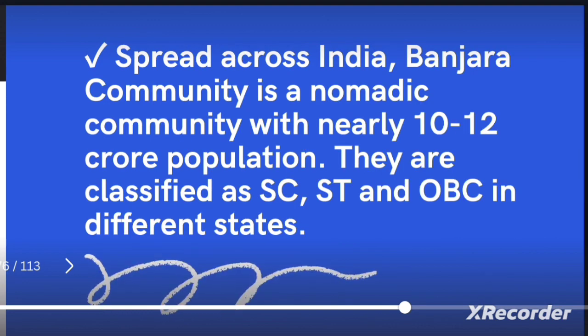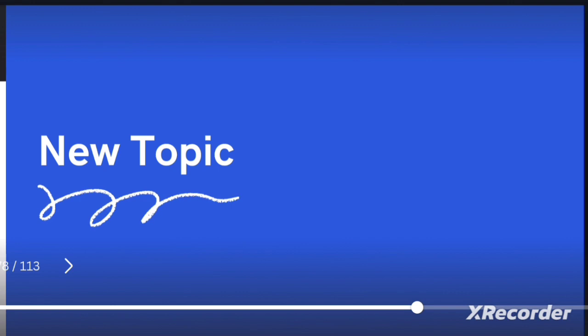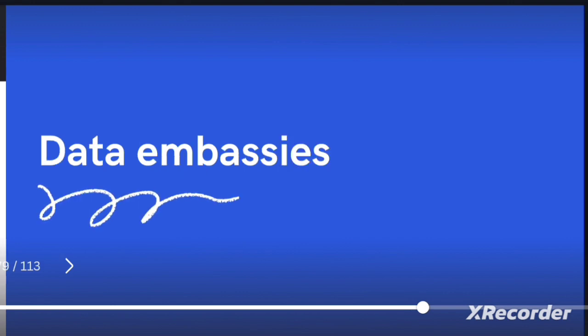Spread across India, the Banjara community is a nomadic community with a population of nearly 10 to 12 crore. They are classified as Scheduled Caste, Scheduled Tribes, or Other Backward Classes in different states. Having sound knowledge of Ayurveda and naturopathy, he eradicated myths and superstitions prevalent among the forest dwellers and nomadic tribes.